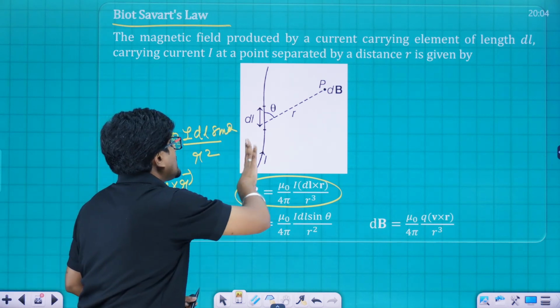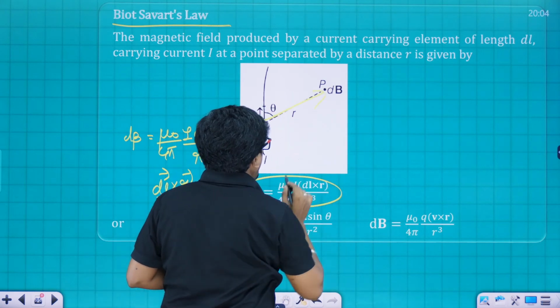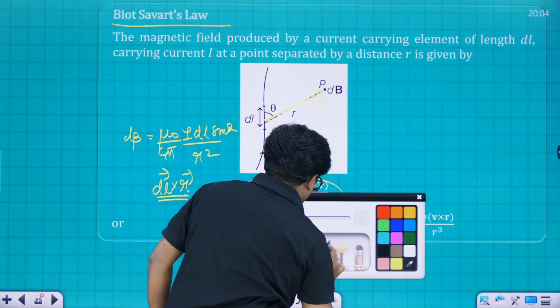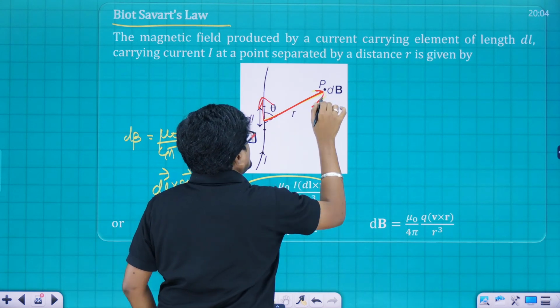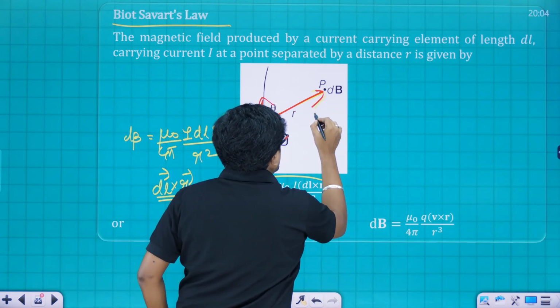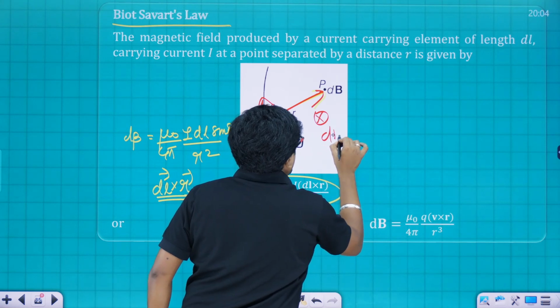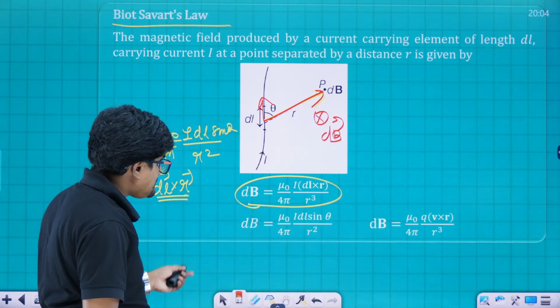dl cross r vector means dl is in this direction, and r vector is in this direction. Let me show that with some other color. So here this is the dl vector, and here it is the r vector. So dl cross r means it is away from you. So here the direction of the magnetic field is away from you. All right, okay, fine.